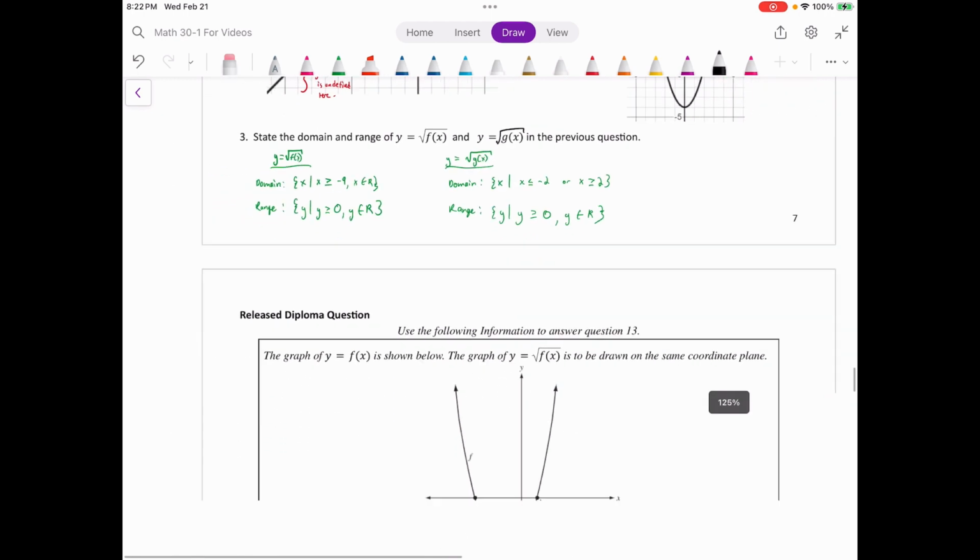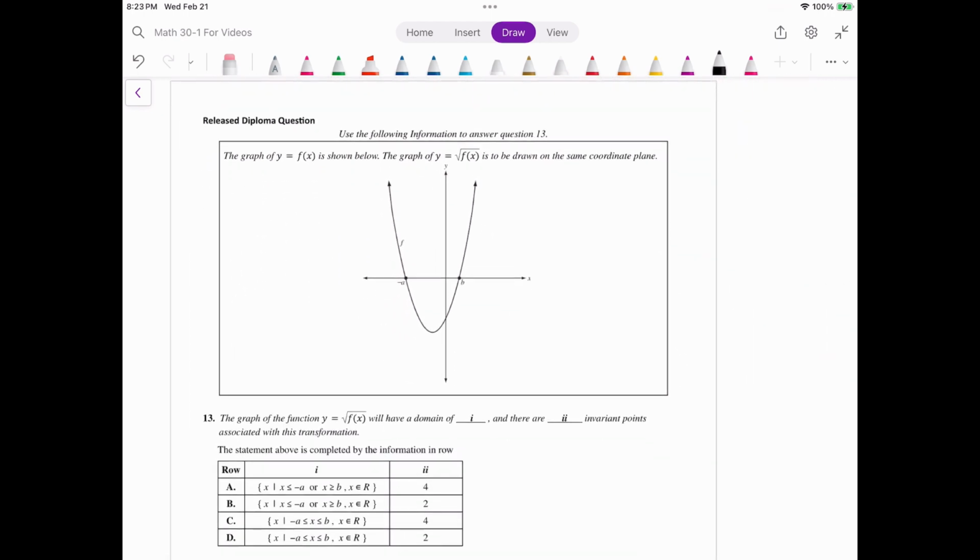Okay, let's try out one from a diploma. All right, so often with diploma type questions, it's a good idea to read the question first. Doesn't always help, but sometimes it's nice to give you the key information you're looking for. So the graph of the function y equals root f of x will have a domain of blank. So we want to know the domain if we take the square root of whatever f of x is. And there are blank invariant points associated with this transformation. So we're thinking about domain and invariant points when we take the square root of this function.